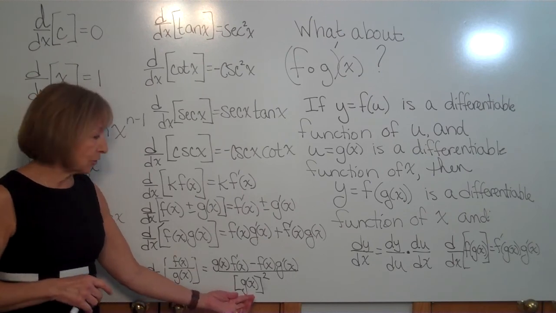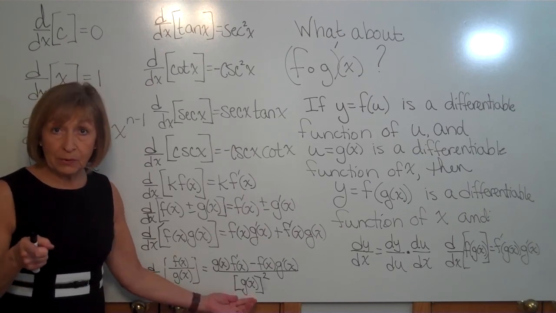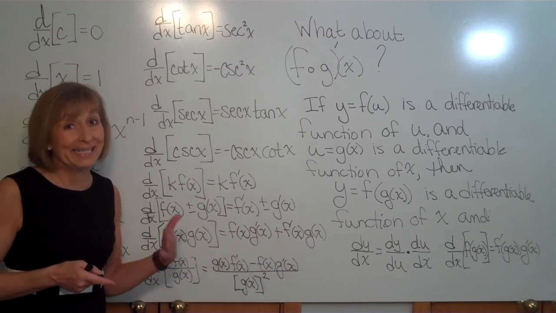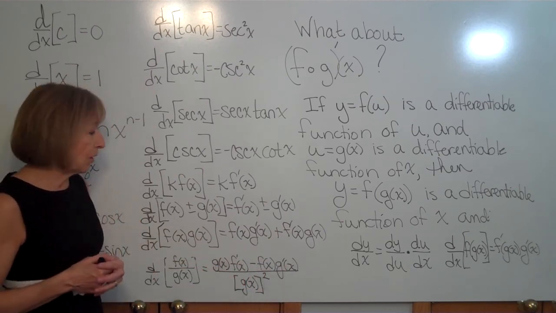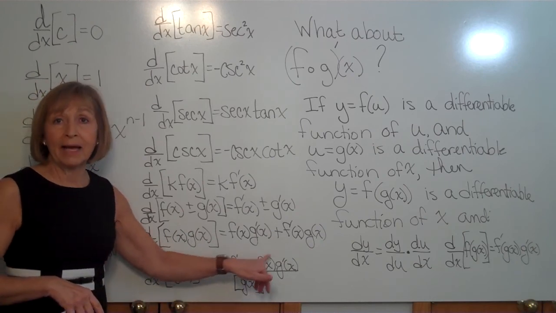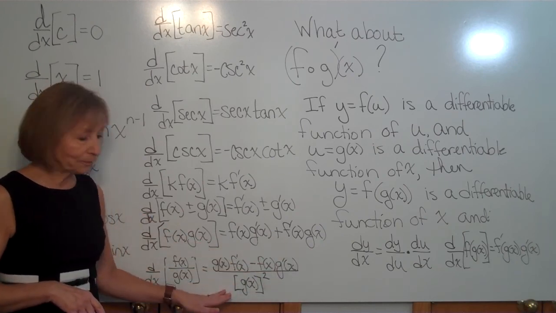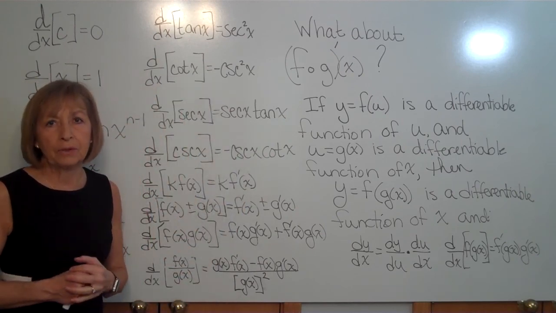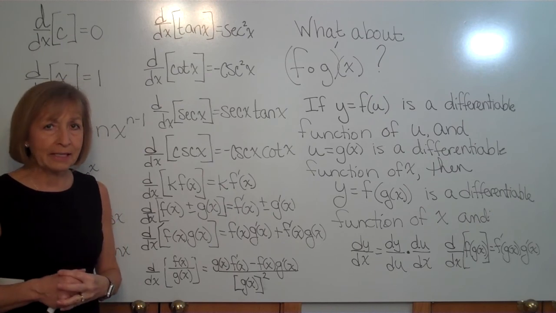So that's the denominator squared. Now this one you have to be careful about keeping track of which one's first because there's a minus in between, and we know that subtraction is not commutative. So: low d high minus high d low over low low. Now these are all review of the ones that were in earlier videos that I've posted.